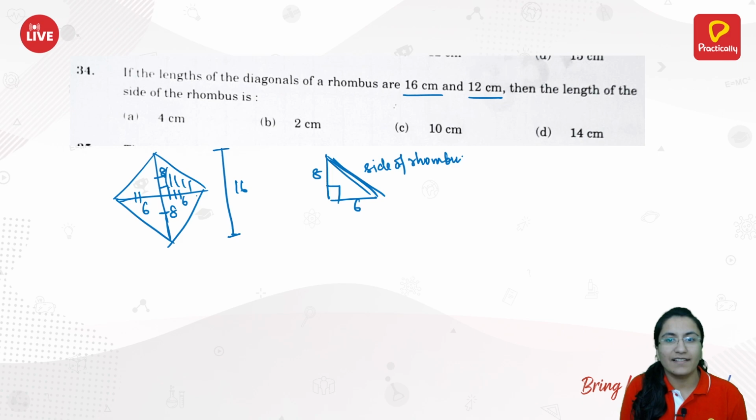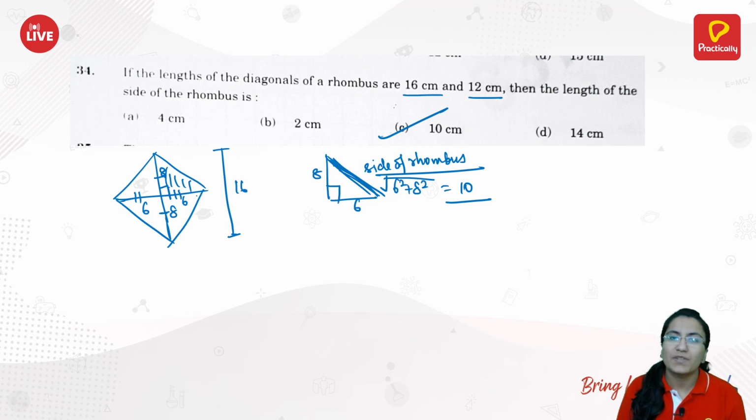I hope you can easily see what exactly would be the answer. This is the side of the rhombus and this is the hypotenuse, right? So you can easily solve using Pythagoras theorem. 6 square plus 8 square, that is 10 centimeter. So you have option C as the correct answer. Okay, option C is the correct answer for the 34th question.